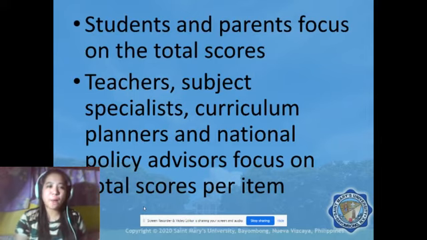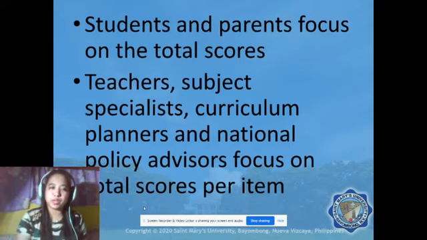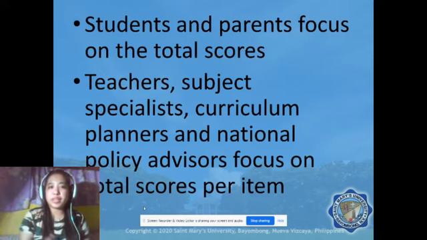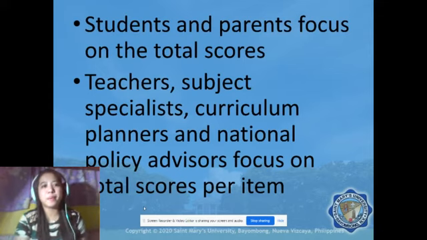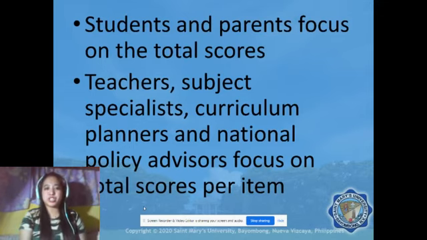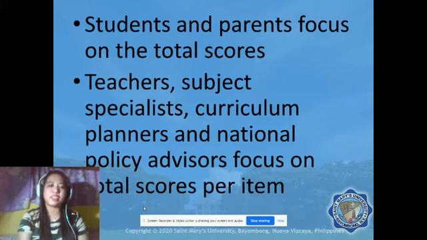The importance of the values for the total scores depends on the individual. For example, for students and parents, their focus is on the total scores, whether they have high performance or low performance. While for teachers, subject specialists, curriculum planners, and national policy advisors, they focus on the total scores per item because each item corresponds to the learning competencies.